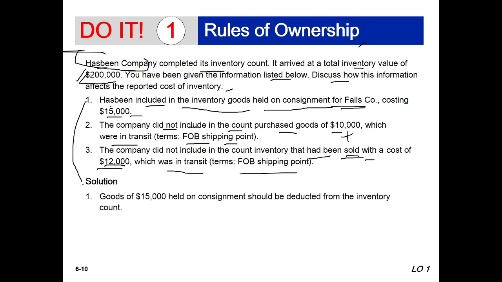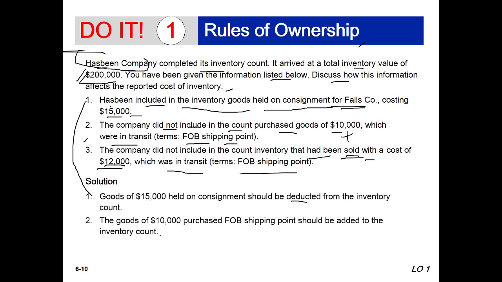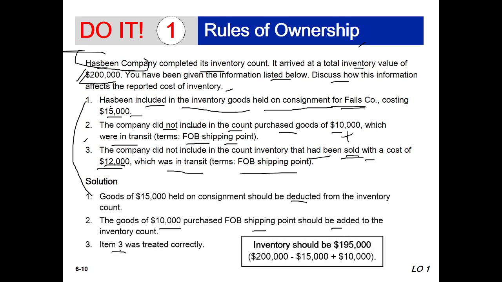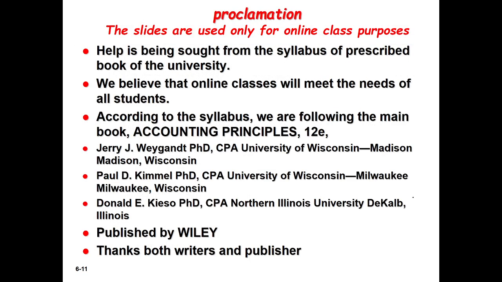First one, this 15,000 should be deducted. Second one, the 10,000 purchased FOB shipping point should be added. And item 3 was treated correctly, so no problem with item 3. Okay, so the total inventory now will be 2 lakh minus 15,000 plus 10,000, so the total will be 1,95,000. I think everybody is clear. Okay, thank you so much.